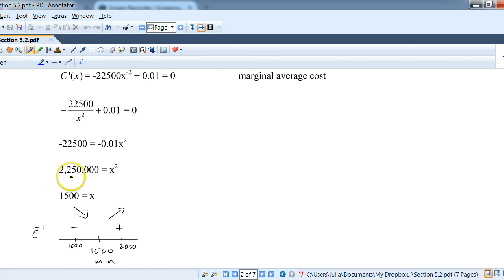And again, remember that's just a critical point. We have to test it to make sure it's a minimum. So put it on the number line and pick a couple of easy points. I picked 1,000 and 2,000. I don't think it really matters because we have to plug it back into the derivative, negative 22,500 over x squared plus 0.01. Probably you would do this by calculator, but if you plug in 1,000, I think you get a small negative decimal, a negative value. If you plug in 2,000, I think you get a small positive decimal. So you can check with your calculator, but we do get a minimum at that point.